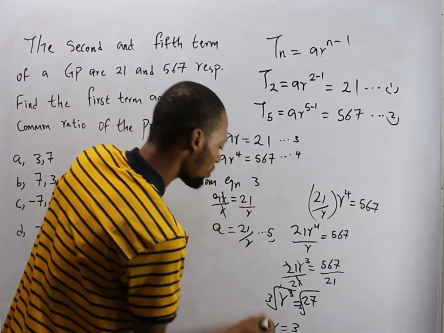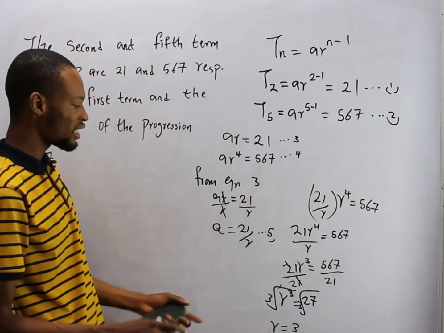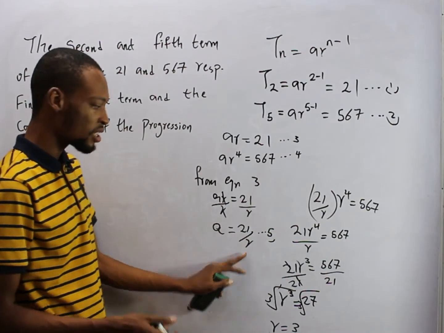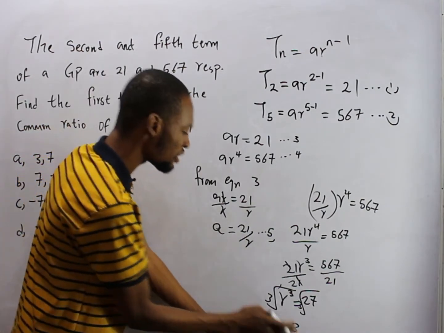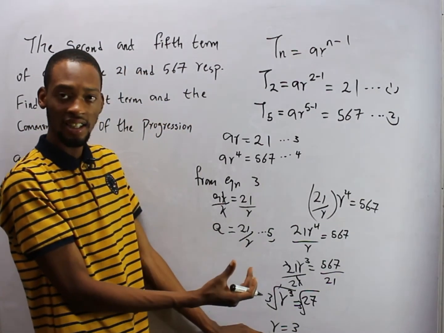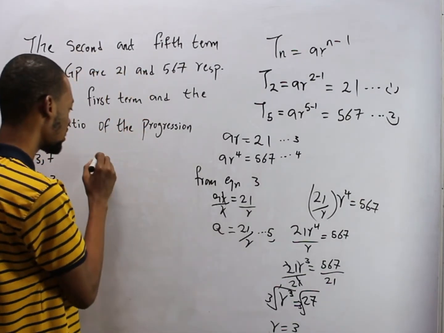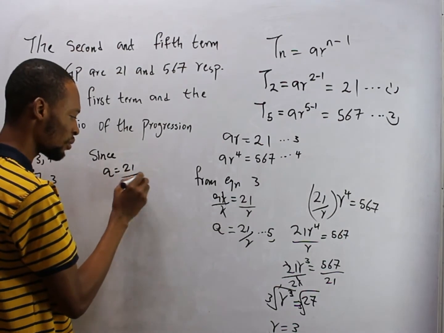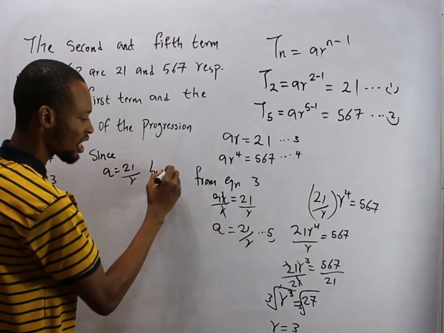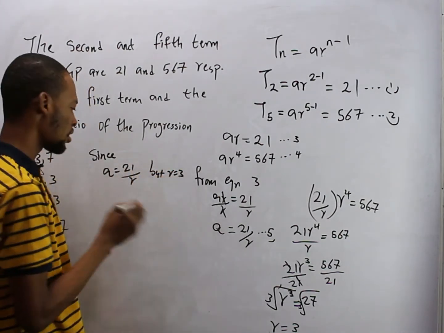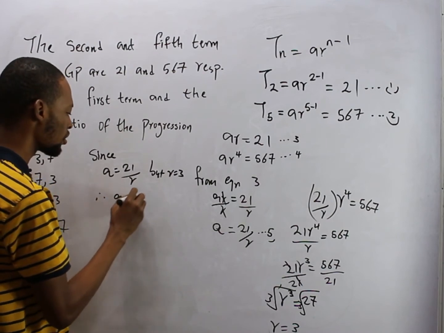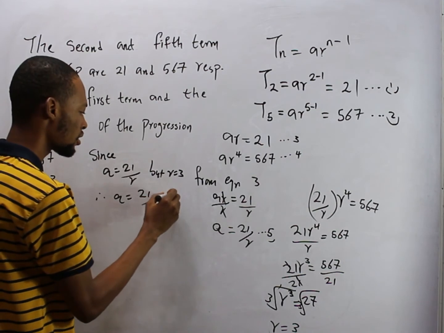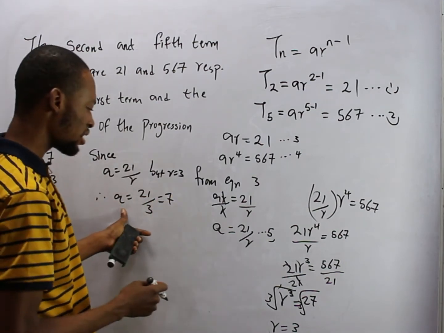So now we've gotten r. Now look at it. From equation 5, we said a equals 21 over r. Since we now have r, we can simply put the value of r here to get a. So therefore, a equals 21 over r, but r equals 3. So a equals 21 over 3, and this will give you 7. So now we've gotten our a, which is the first term.